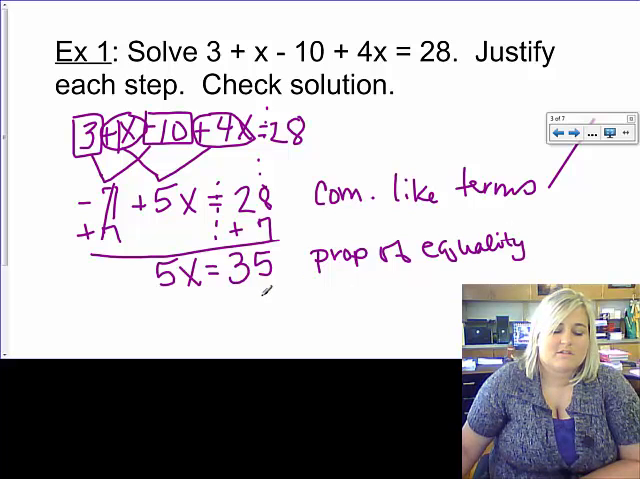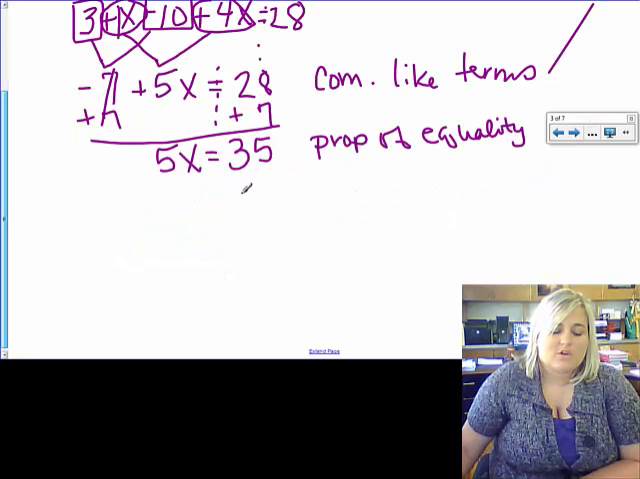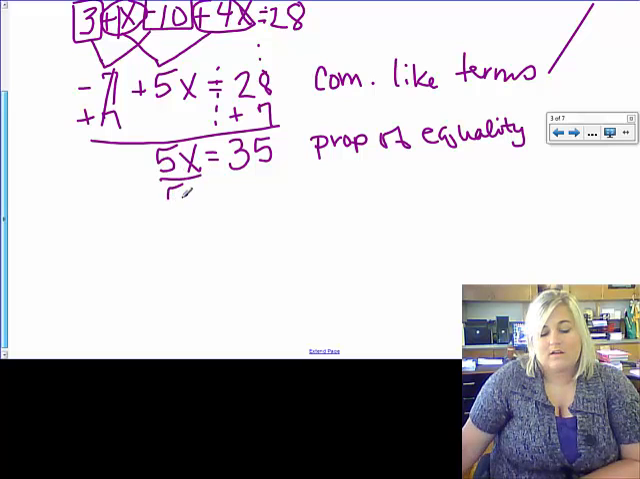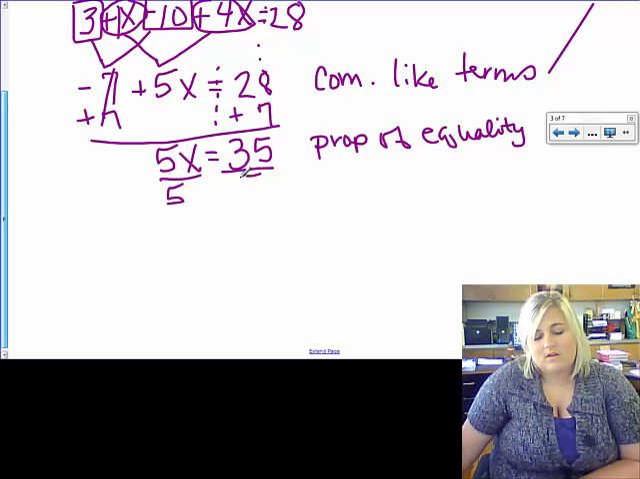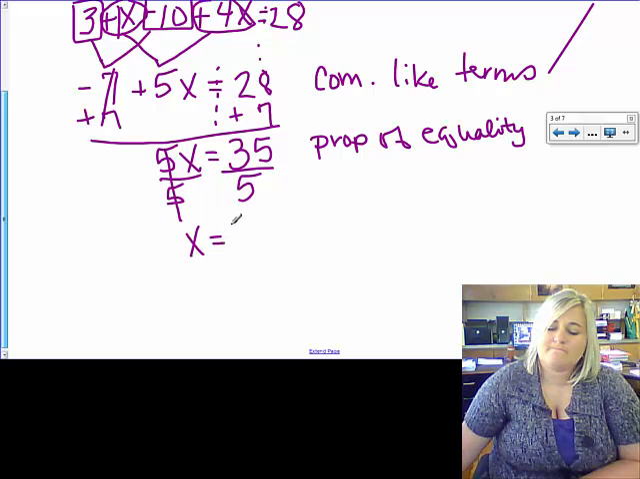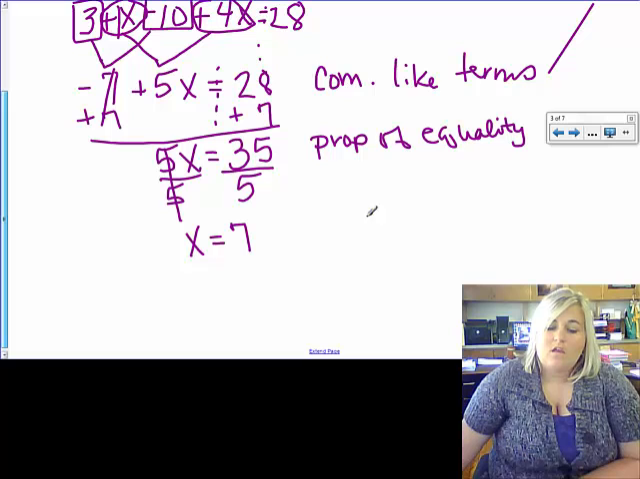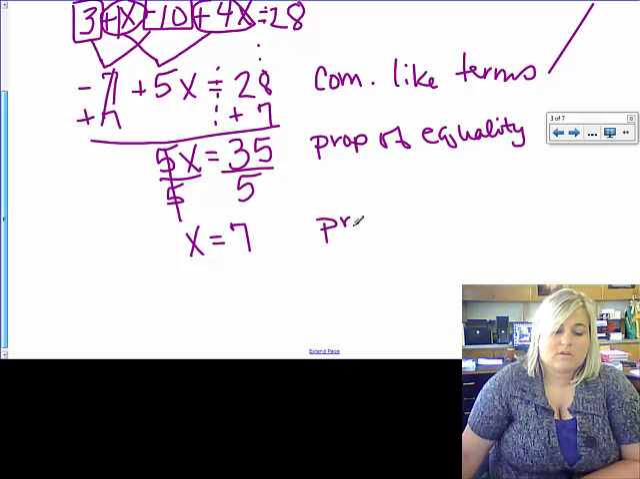Okay. Next, I still just want to get x by itself, so with the x is 5, they're being multiplied, the opposite is to divide. What I do to one side, we always do to the other side. So I'm left with x equals 7, and again, properties of equality.